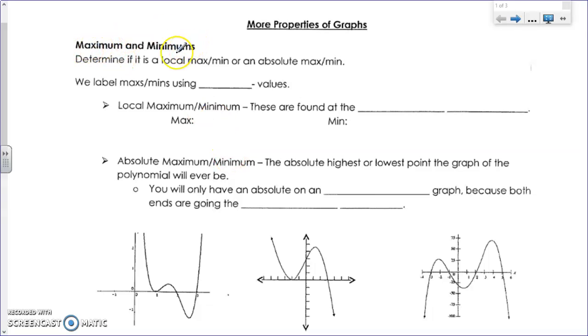We've talked about maximums and minimums before, but because you have more than one, this is just a little bit different. We label the max and the min using the Y values. It's how low or how high the graph goes. Local max and minimums are found at the turning points.